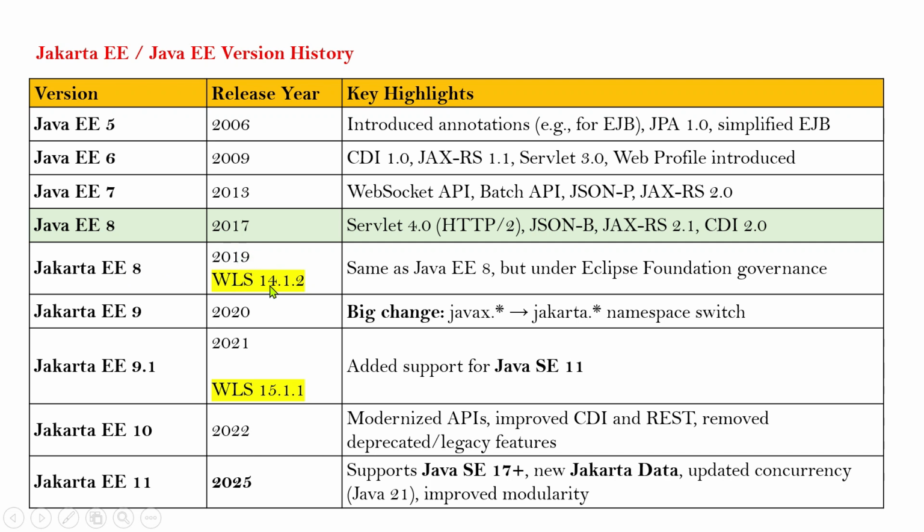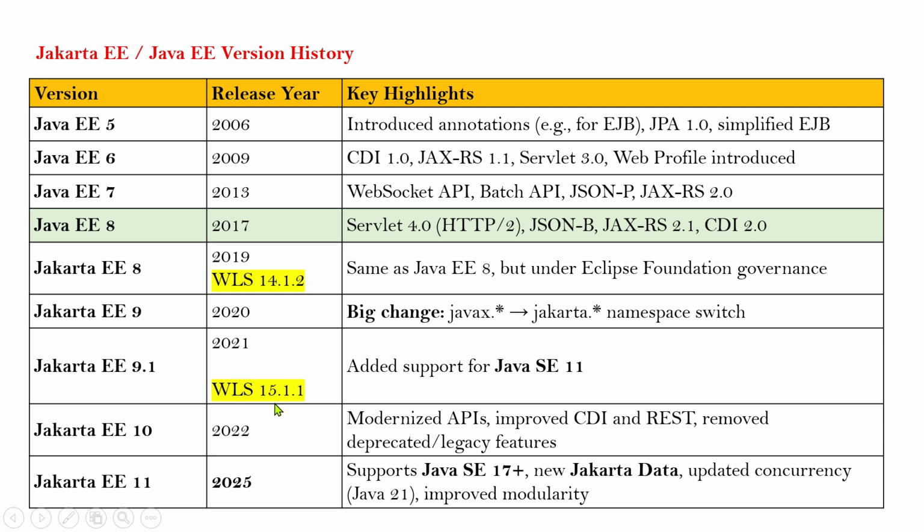Okay, so now here, your WebLogic 14.1.2, which was released in December 2024, is compliant with Jakarta Enterprise Edition 8, which was the version released in 2019. After that, Jakarta Enterprise Edition 9 was released in 2020, then Jakarta 9.1 was released in 2021. So when we say Jakarta 8, 9, 9.1, that means there are a lot of changes and upgrades going on in the standard APIs, packages or libraries that we use to build our Java-based applications for the enterprise world.